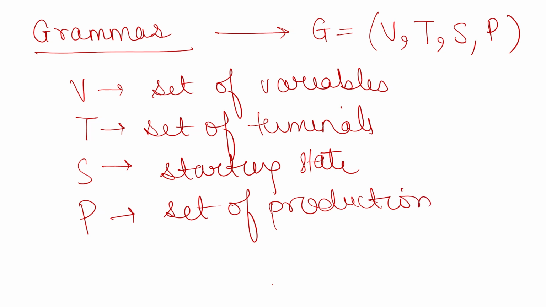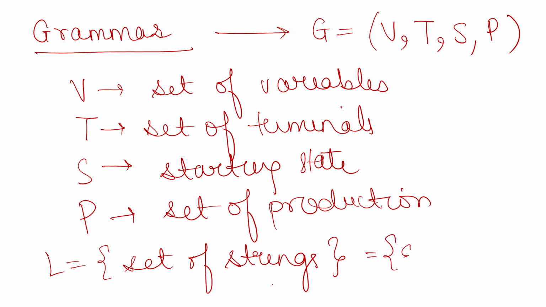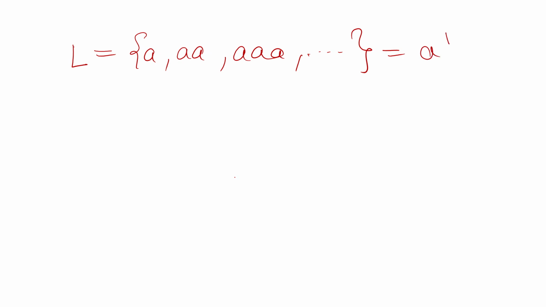Now we know what a language is. A language is basically a set of strings, which we have also seen in our previous video, like the set of strings epsilon, A, AA, AAA, and so on. This is all a language. By production rules, we form a grammar. Suppose we have L equal to A, AA, AAA, and so on. We can write this as A plus.